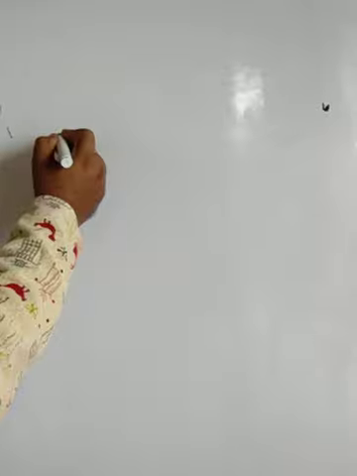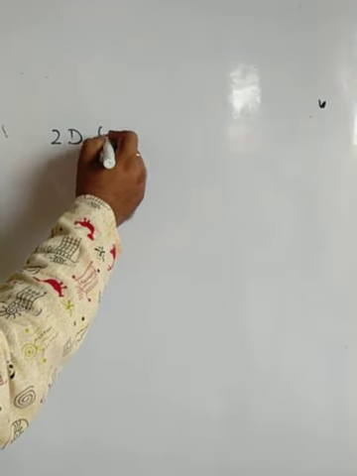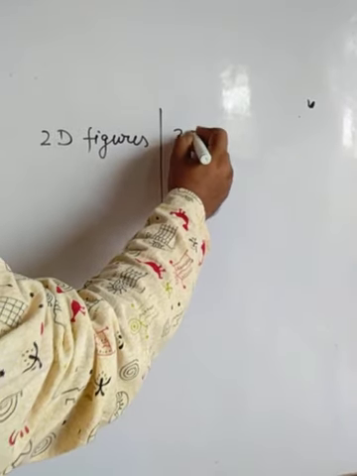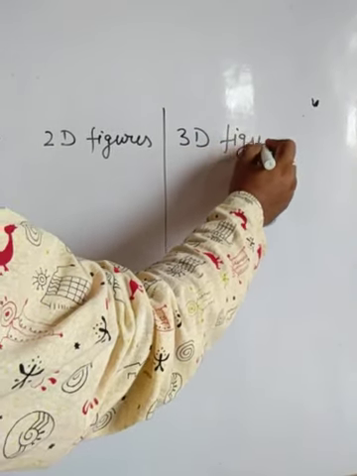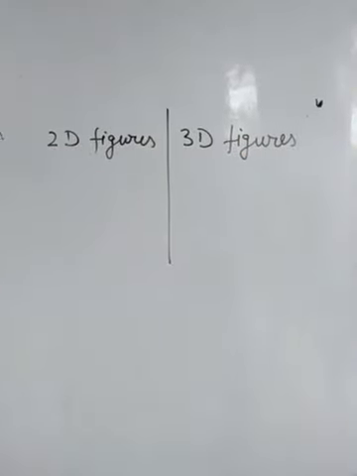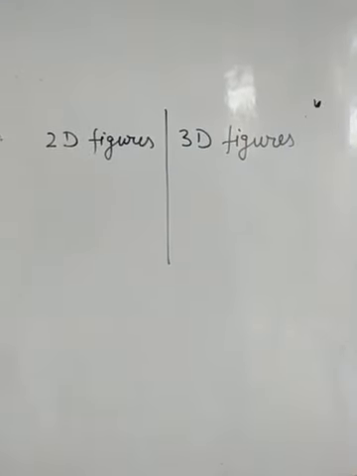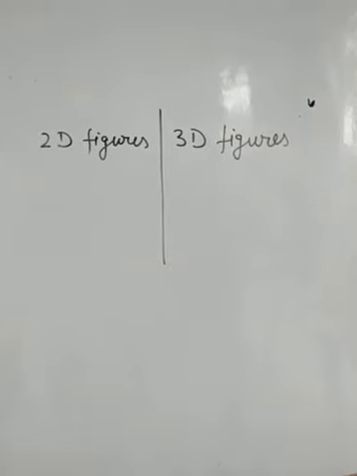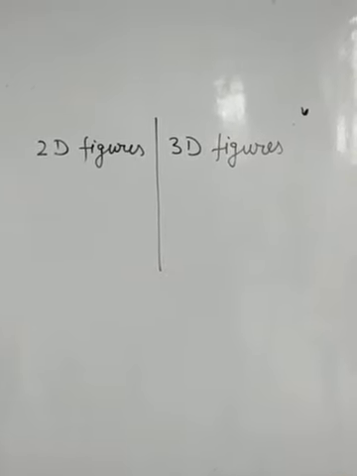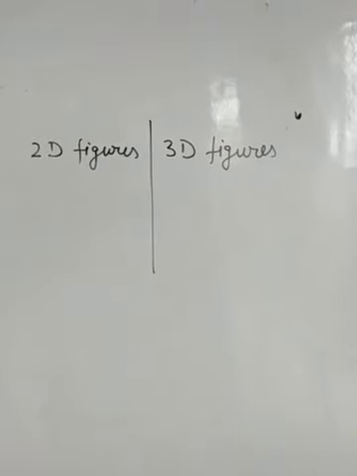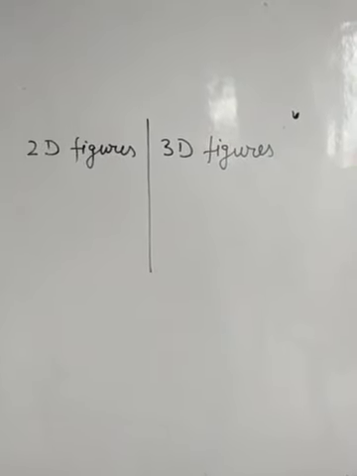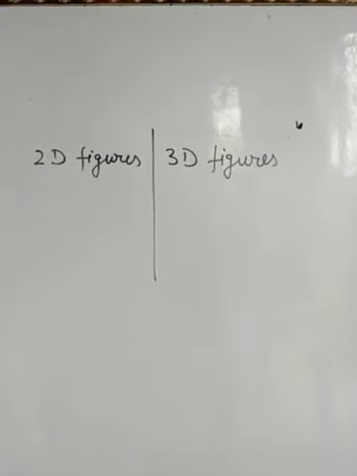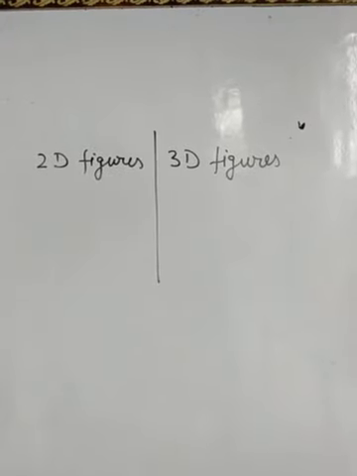The first category is 2D figures, and the next one is 3D figures. As you know, 2D figures means the figures which can be obtained on the screen, which can be drawn on a piece of paper, on the blackboard or the whiteboard. That is a 2D figure. If the figure is real, then that is 2D. If we have drawn a figure and that is non-real or virtual, that is 3D.